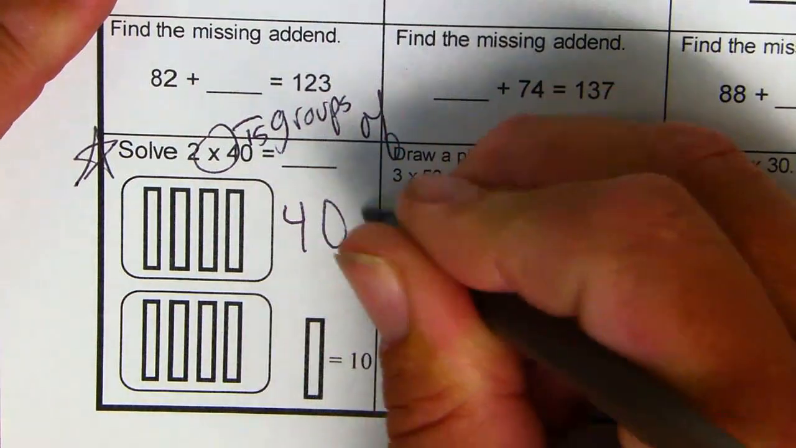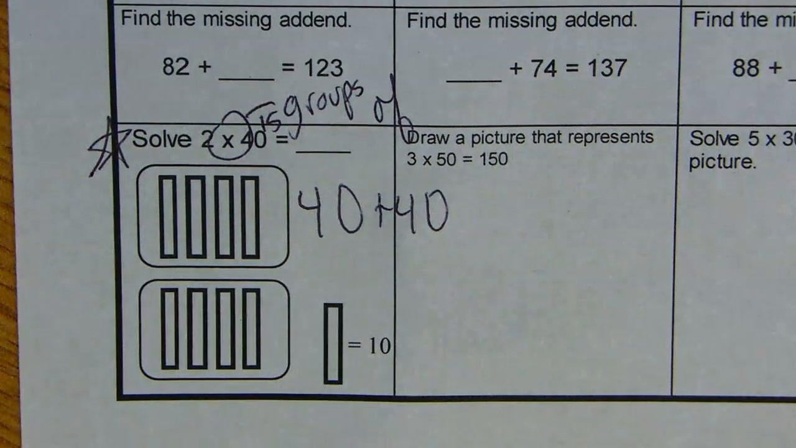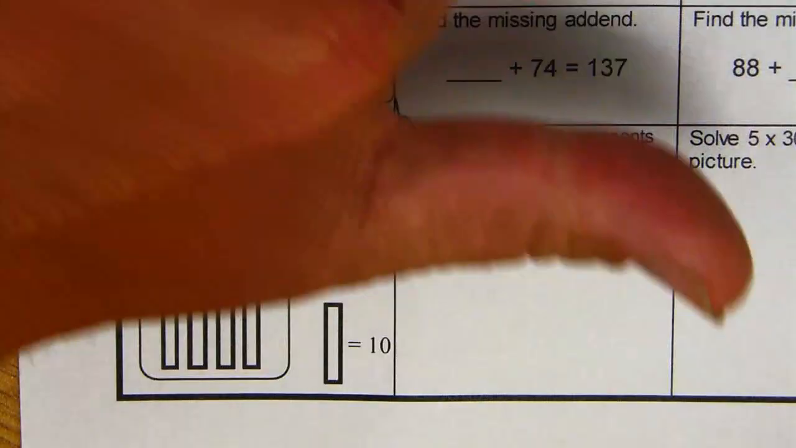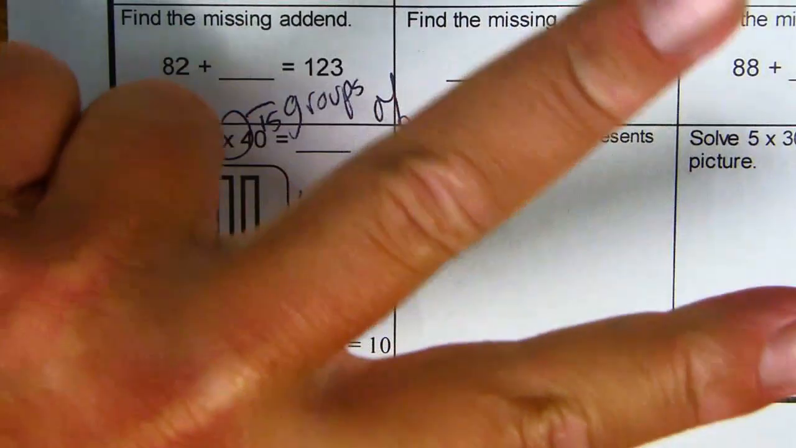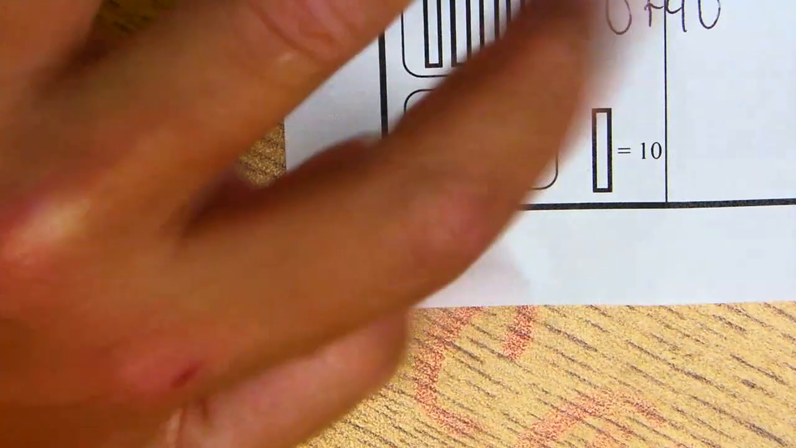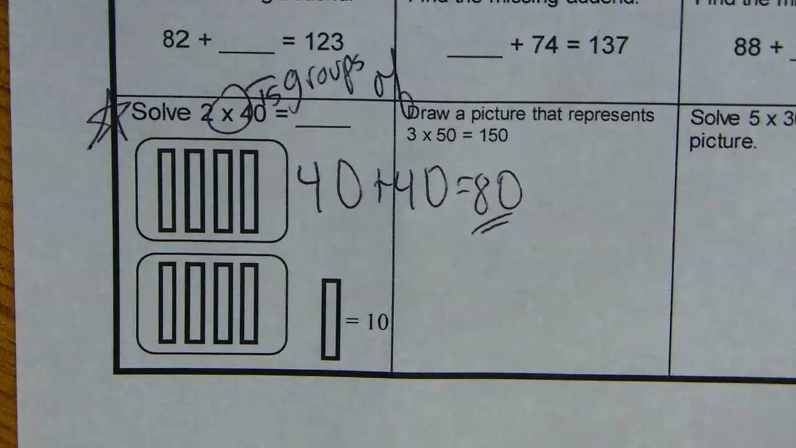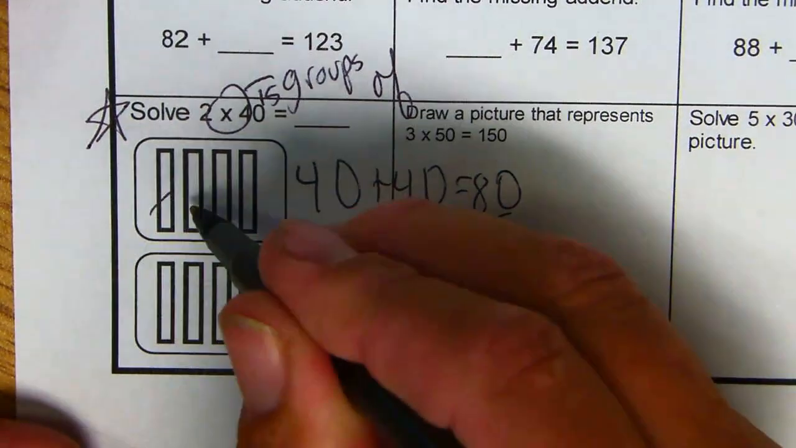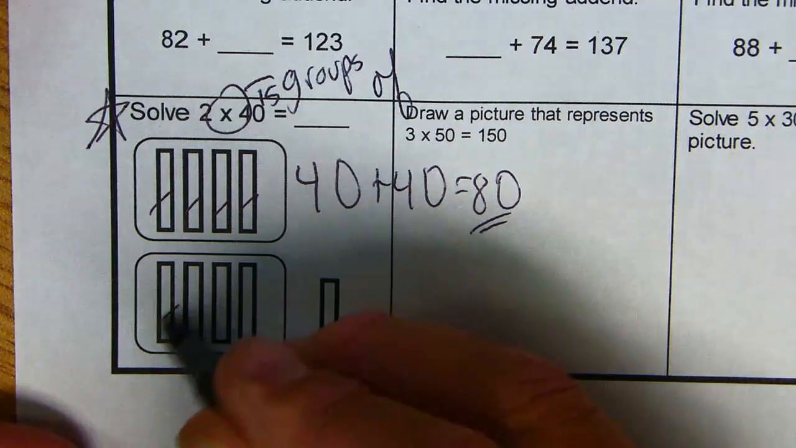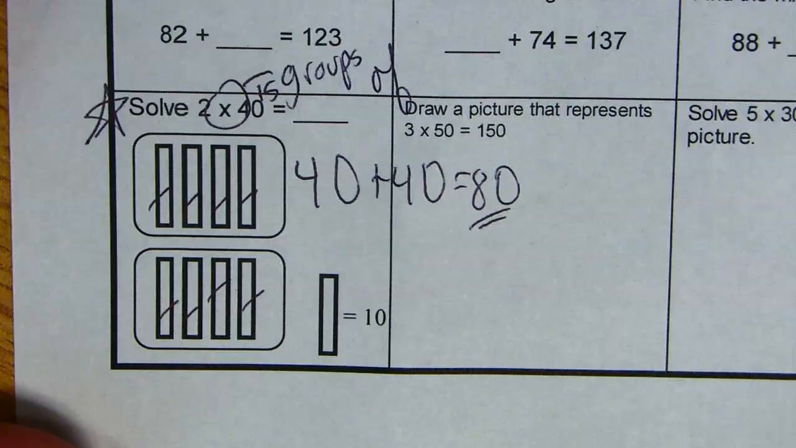So you could do 40 plus 40. So now it's 50, 60, 70, 80. Just use your fingers. I did 40 plus 40 in my head. Trying to think of another way you could do that. You could also just go 10, 20, 30, 40, 50, 60, 70, 80.